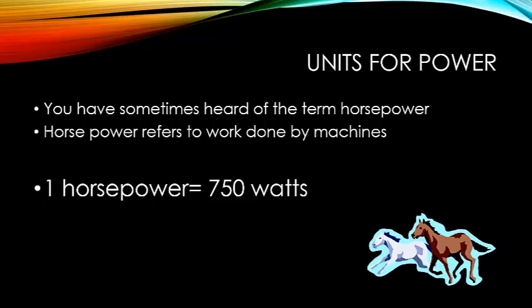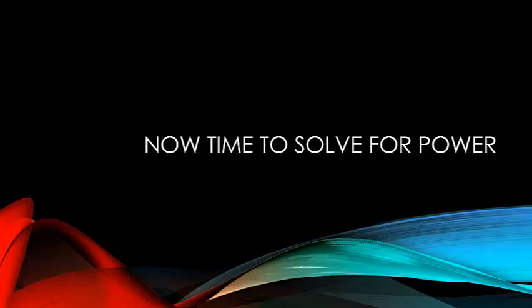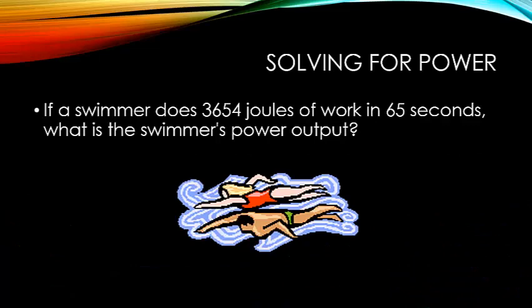So, now that we got our units and our formula for power, we can now solve for power. At this point, you need to make sure you have a calculator so you can follow along. So, let's get started. Let's take a look at our question. If a swimmer does 3,654 joules of work in 65 seconds, what is the swimmer's power output?